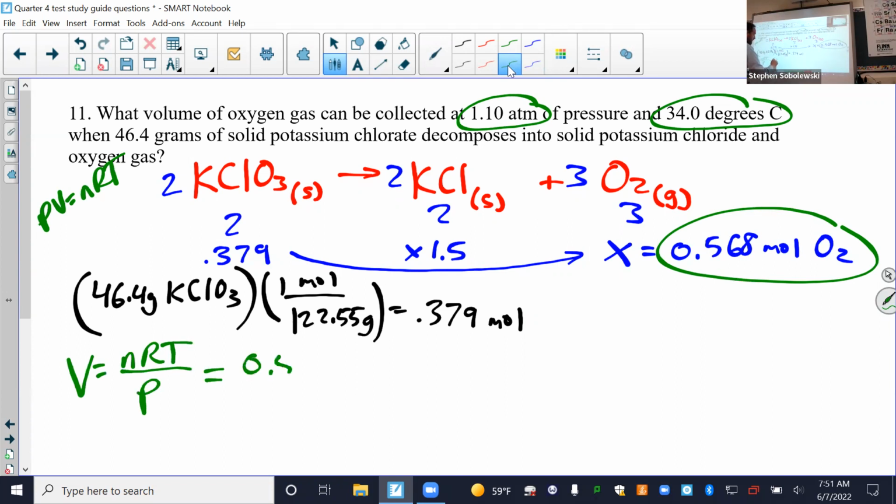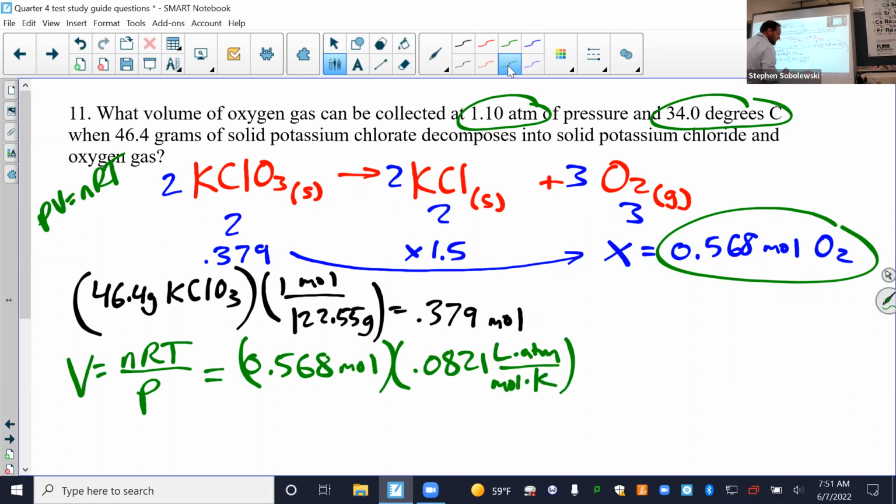n is 0.568 moles. R is 0.0821 liters times atmosphere over moles times Kelvin. That's right on your sheet there. And don't forget, anytime you use this gas law, you have to match those units. So T is temperature. I cannot plug in 34.0 degrees Celsius. I have to turn that into Kelvin. So I can say plus 273.15, so 34 plus 273.15. Since I have 1 decimal place in my Celsius, I'm going to go 1 decimal place in my Kelvin, 307.2.